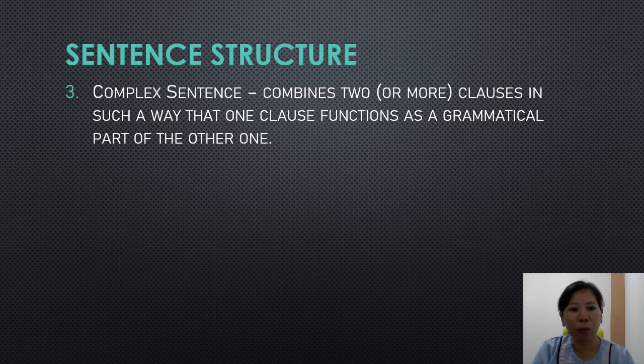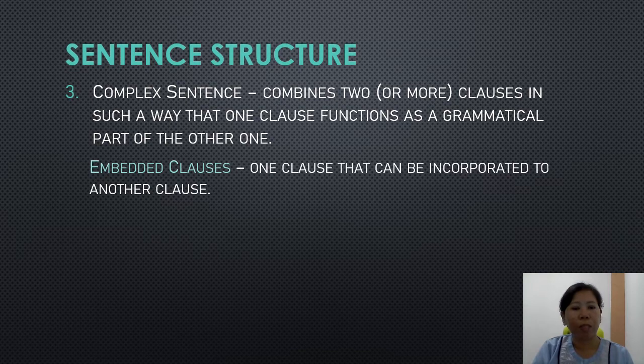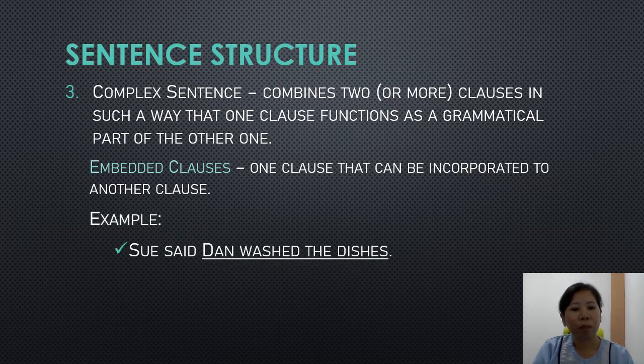Let's move on to the complex sentence. A complex sentence combines two or more clauses in such a way that one clause functions as a grammatical part of the other one. Embedded clauses are the clauses that can be incorporated into another clause. For example, Sue said, then wash the dishes. The embedded clause is then wash the dishes.